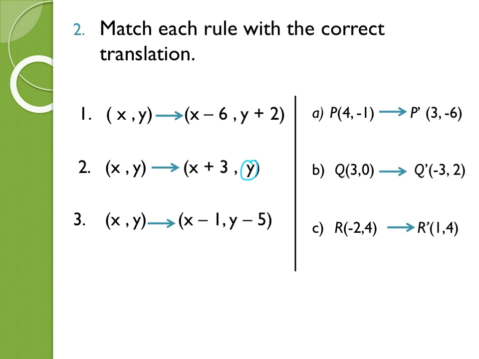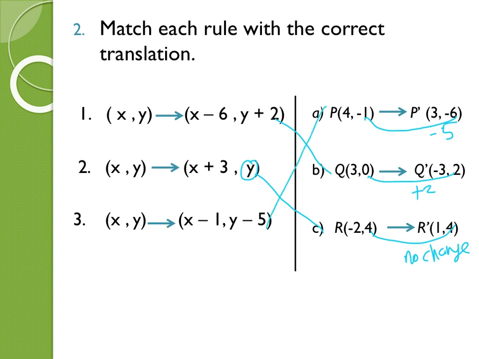So first I'm going to look for the one where the Y does not change. So I have negative 1 to negative 6 here. I know that's a difference of 5, so it would be to the left 5 here. The 0 and the 2 will be a positive 2 here. And then 4 to 4 is no change. So 2 goes to C, and then Y plus 2 would be B, and 3 goes to A.